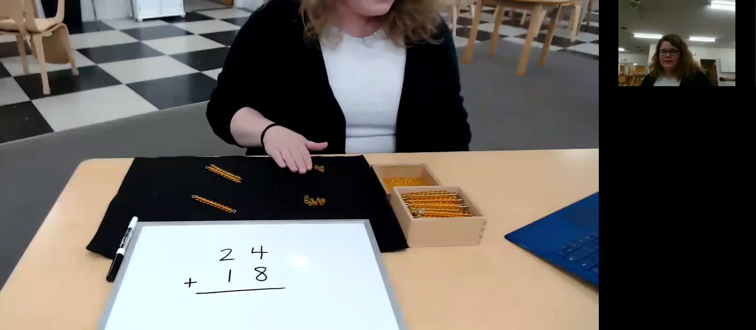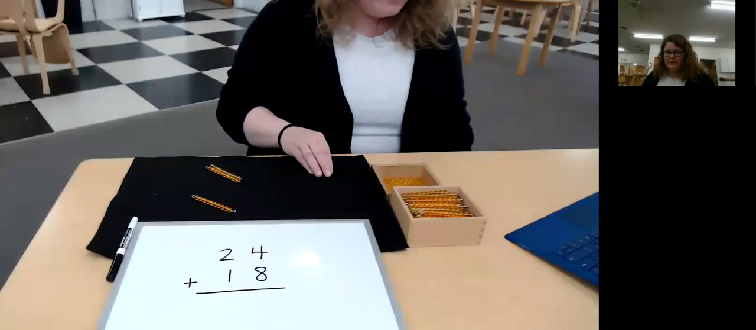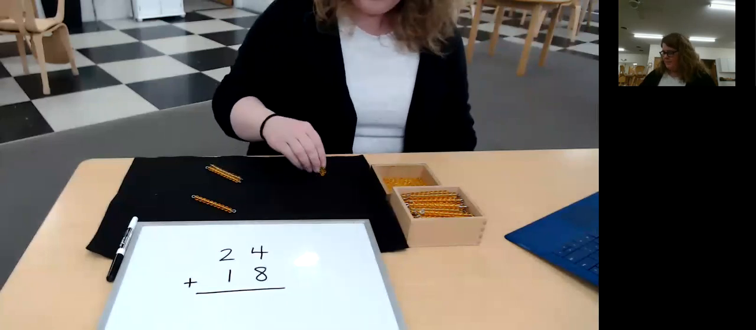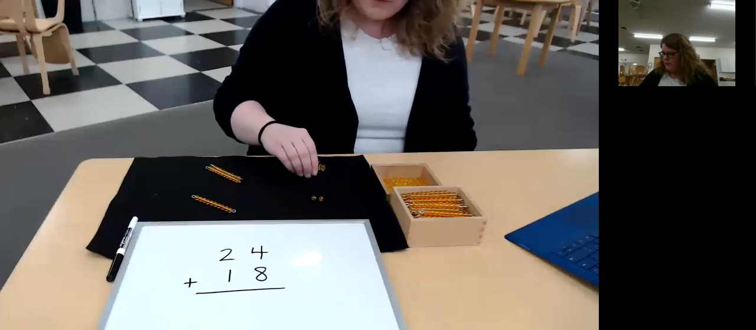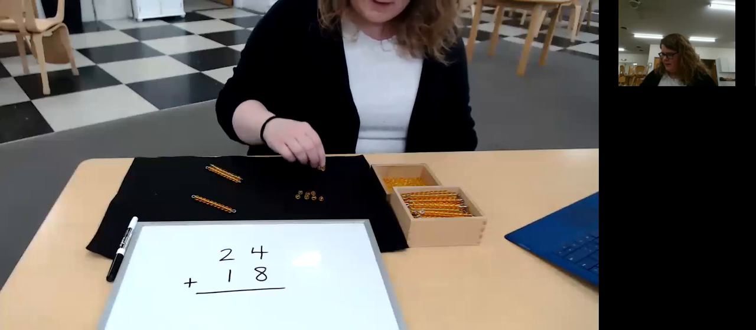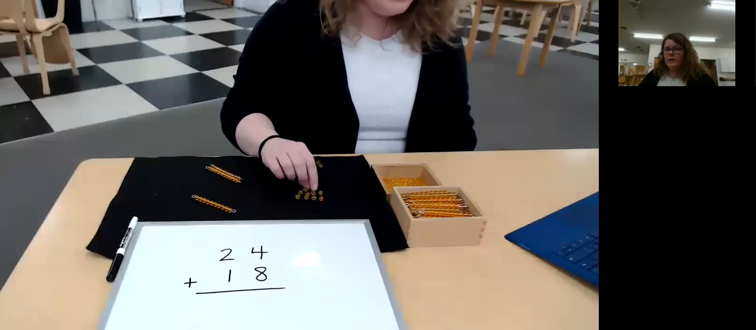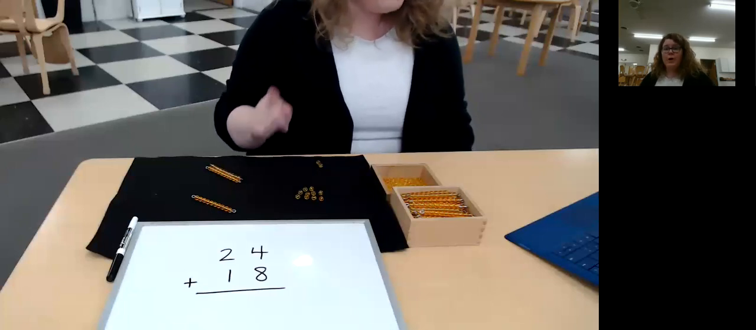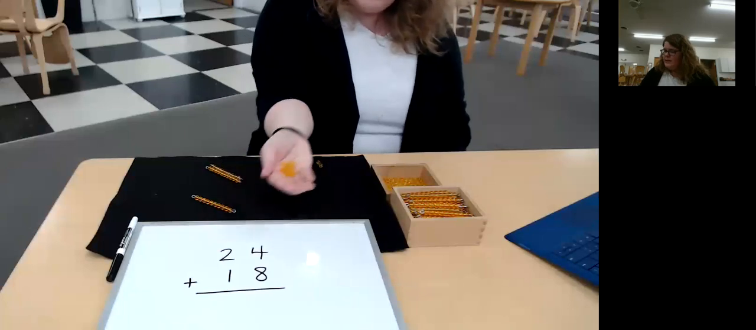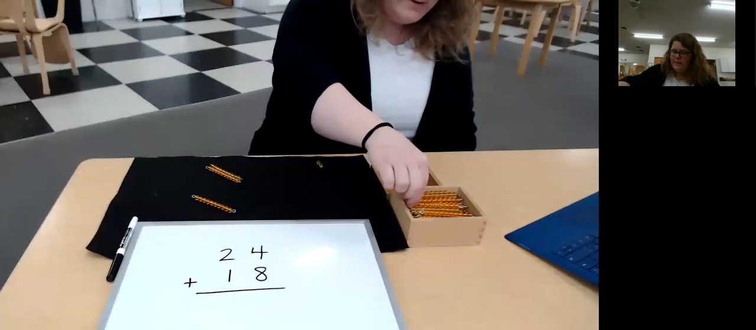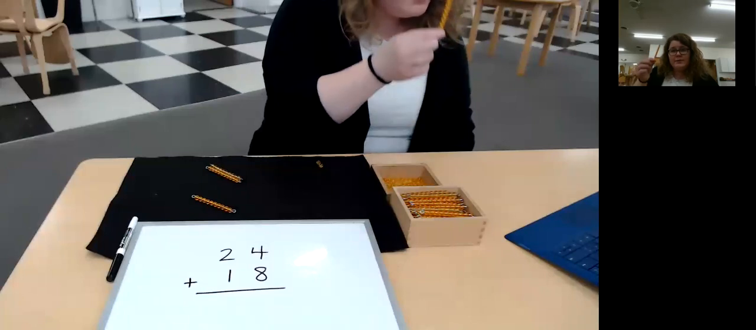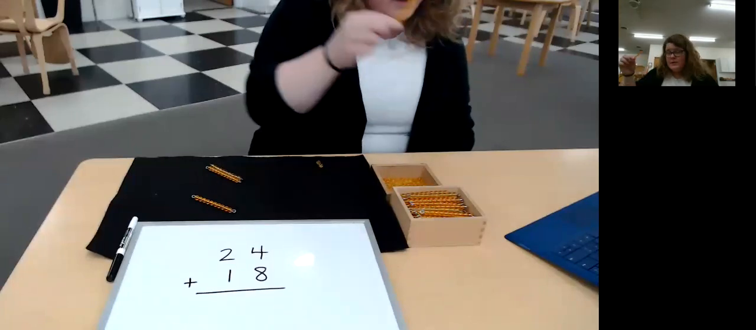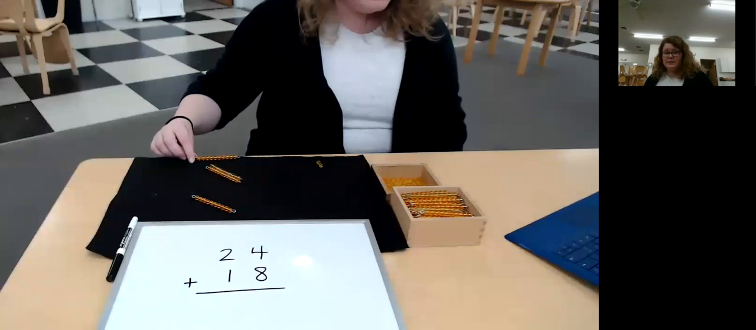So I'm going to look at my units. I'm going to put them all together, and then I'm going to count and see how much I have. 1, 2, 3, 4, 5, 6, 7, 8, 9, 10. What do I do when I have 10 units? Yeah, I'm going to trade them in for a bar of 10. So I'm going to do that now. I'm going to take my 10 units, put them away, and take out my bar of 10. Now remember, this is special. This is our trade-in. So I'm going to put it up here in a special spot.